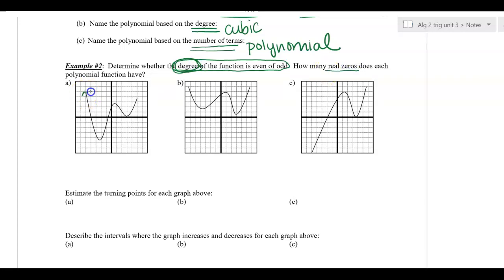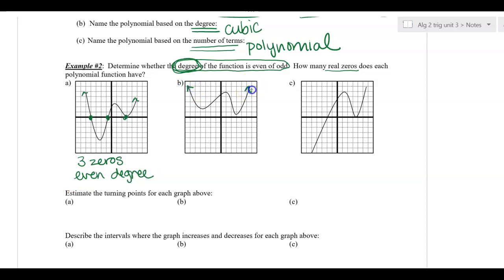So this first one in part A, I see it cross the x-axis or hit the x-axis 3 times. So it has 3 zeros. And then because the ends go in the same direction, it would be of an even degree.